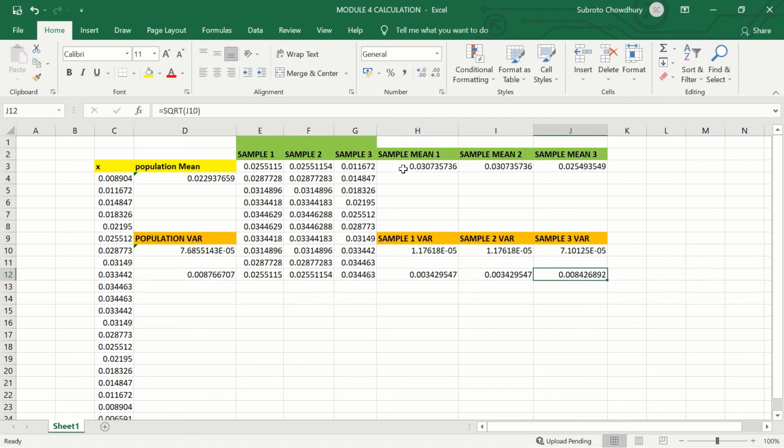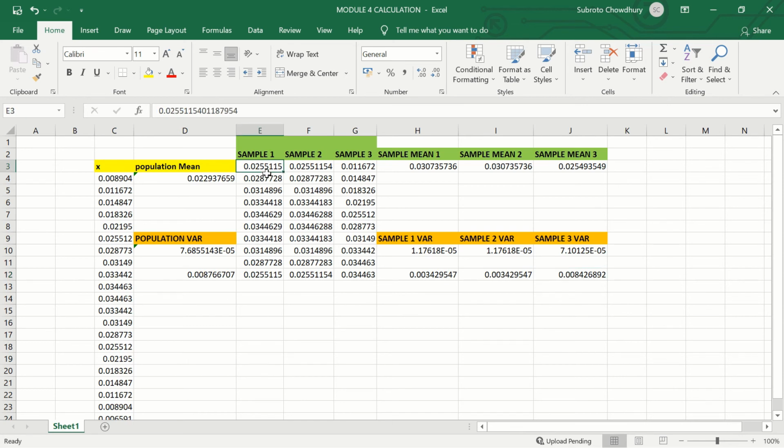Correct? Now let us see how close these sample means are with the actual population mean. This is not close, this is not close, but this is close. Sample 1 and sample 2 are not close, but sample 3 is close. The mean is close, so we can say very well that this is a good estimation of the population mean. And if we look at the standard deviations also, we will see that the sample 1 and sample 2 standard deviation is not close to the population standard deviation, but sample 3 is a little bit closer.